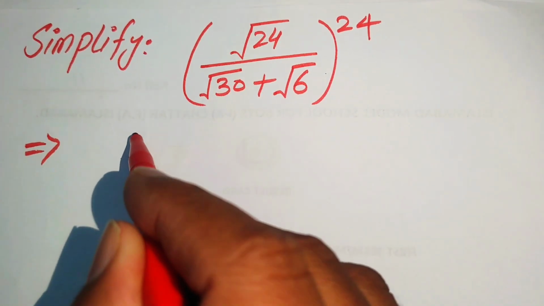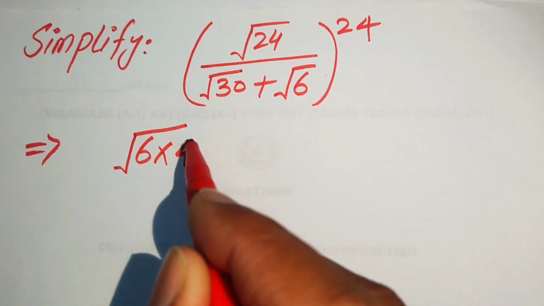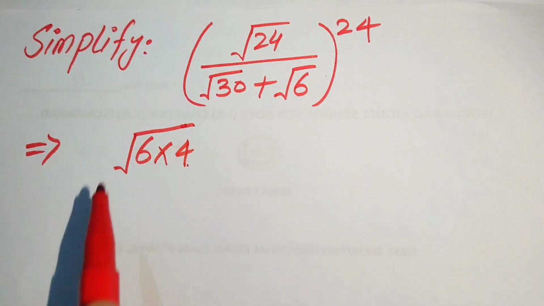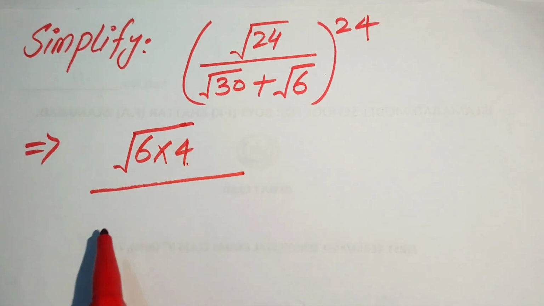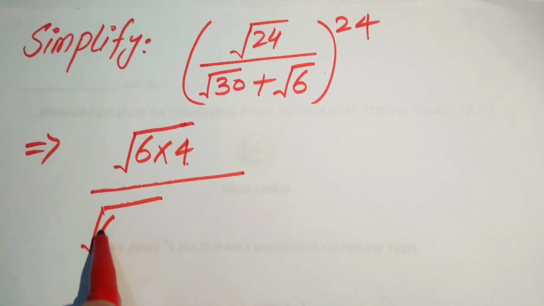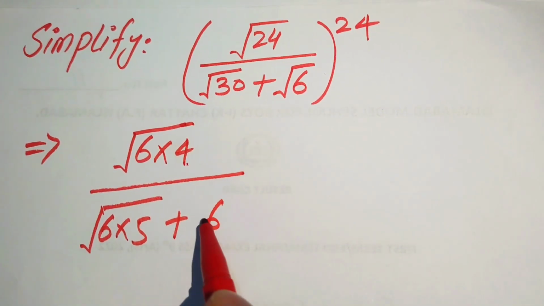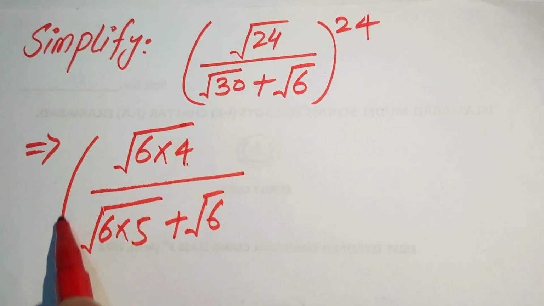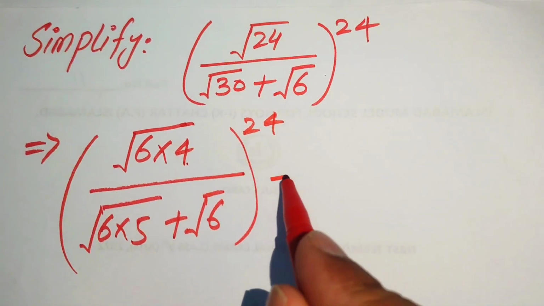We write it as square root of 6 multiplied by 4. We know that 6 times 4 becomes 24. Similarly, we have square root of 30. We write it as square root of 6 multiplied by 5, and we have this, square root of 6, and its whole exponent is 24.